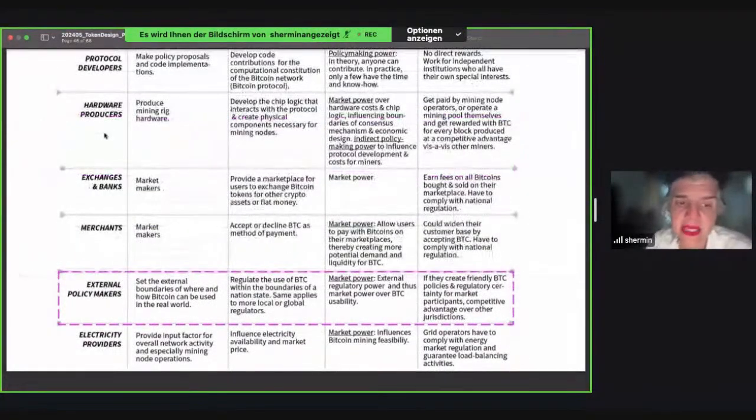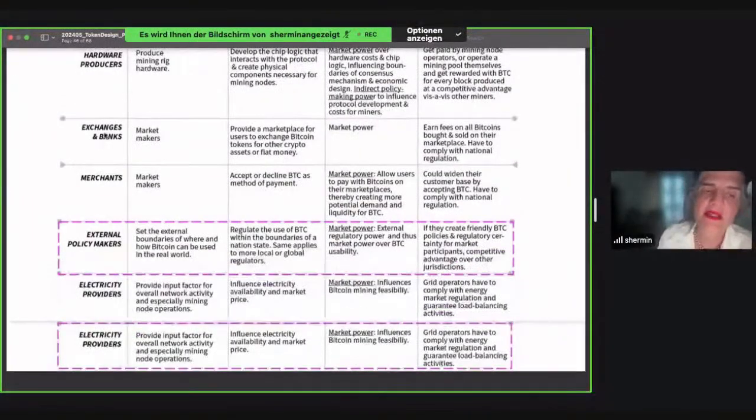External policymakers, I already mentioned it before, set the external boundaries of where Bitcoins can be used. They were not relevant in the early years. They're very relevant now since Bitcoin has become this big thing. We have seen this year with the approval of the Bitcoin ETF in the United States that the price of Bitcoin has skyrocketed, because the Bitcoin ETF means institutional demand for Bitcoins. This has increased demand from a completely new customer base and obviously also influenced the price of Bitcoin, but also the profitability of running a mining node, for example.